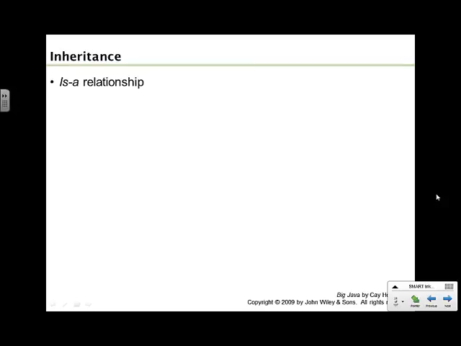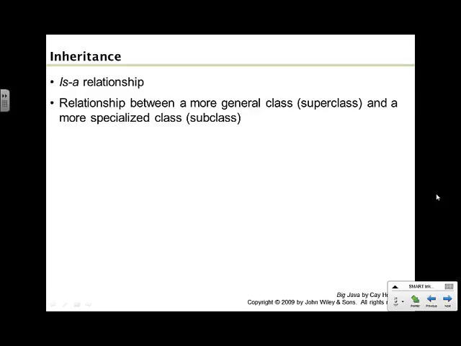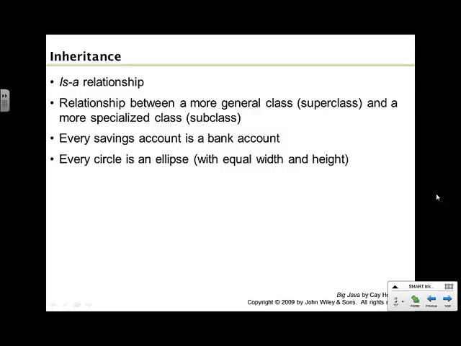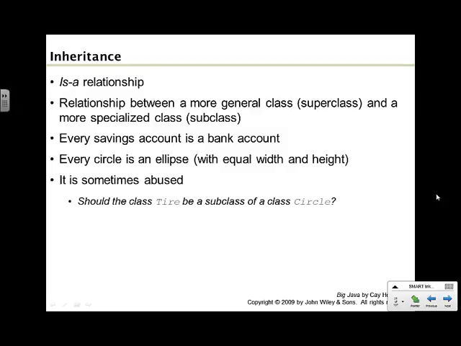So inheritance is a relationship between a more general class and a more specialized subclass. Every savings account is a bank account, but not vice versa. Every circle is an ellipse. But we can abuse it. Should tire be a subclass of circle? Maybe, but a tire is like a shape, and it would be more of a tire has a circle as its shape.